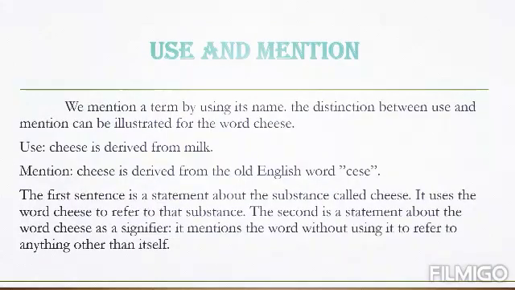For the use and mention, we mention a term by using its name. The distinction between use and mention can be illustrated for the word cheese. I'm using cheese. Cheese is derived from milk. Then the mention. Cheese is derived from the old word cheese. The first sentence is a statement about the substance called cheese. It uses the word cheese to refer to that substance. The second is a statement about the word cheese as a signifier. It mentions the word without using it to refer to anything other than itself.